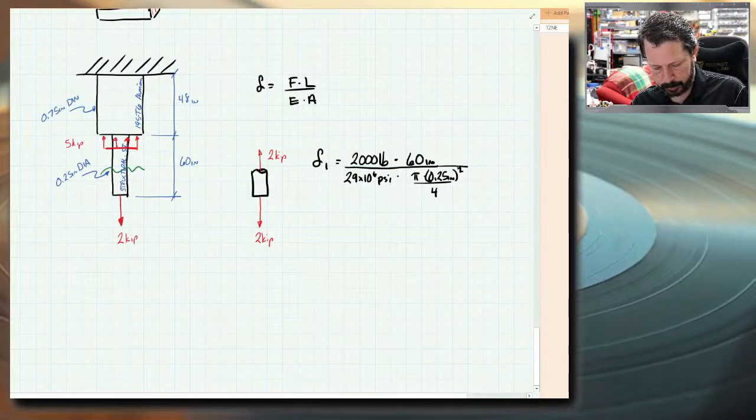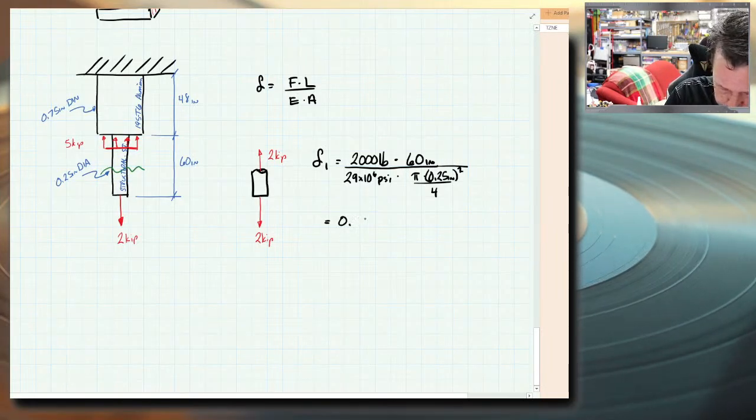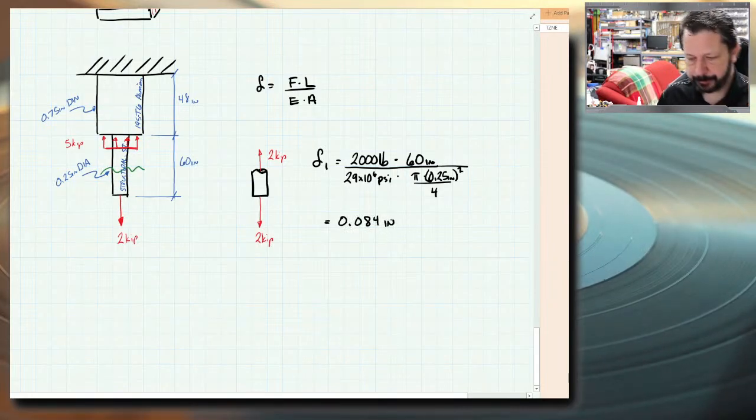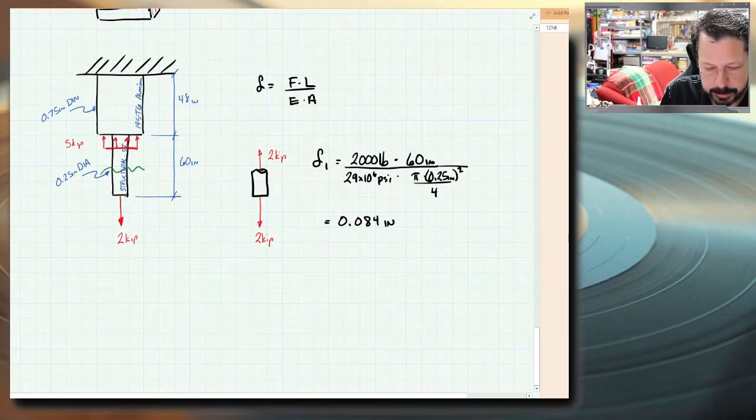0.25 squared times pi divided by 4 times 29 million, 2,000 times 60 divided by the denominator. All right, so we get a little bit more than we got last time. It's positive, so it means it got longer. It's in tension. 0.084, and our units will be inches. And that's just for the structural steel. So the length of the structural steel got longer by 0.084 inches.